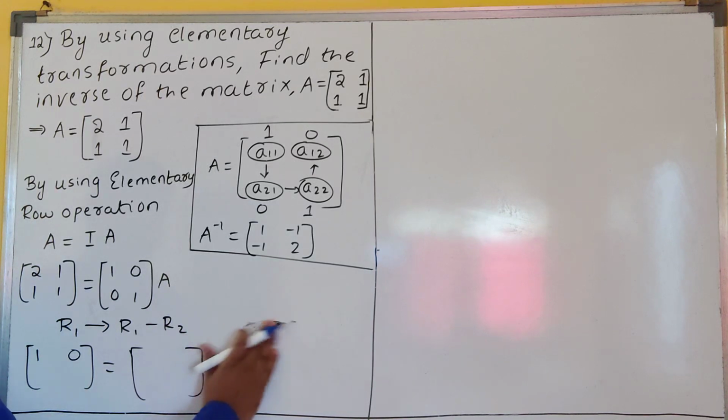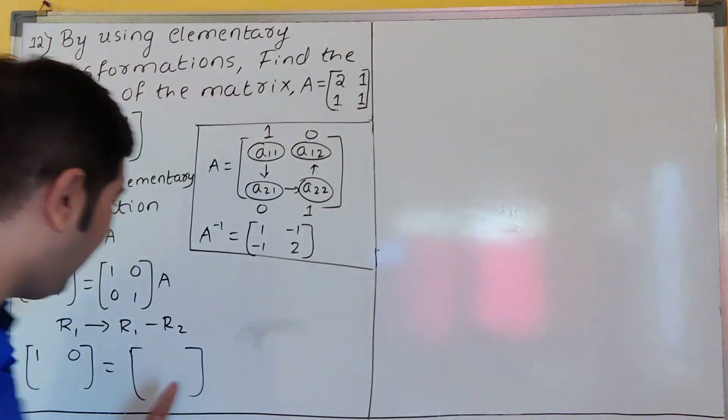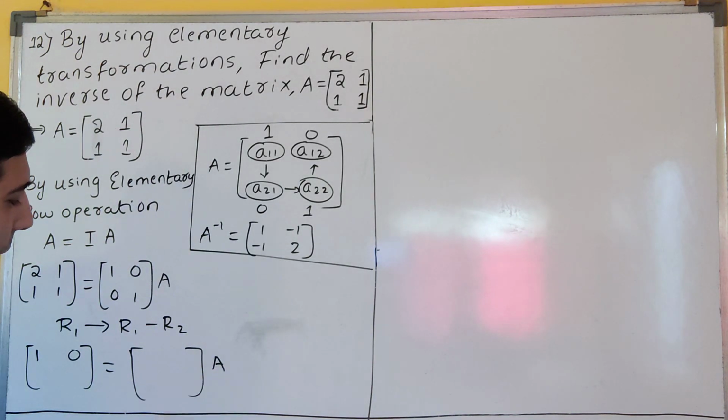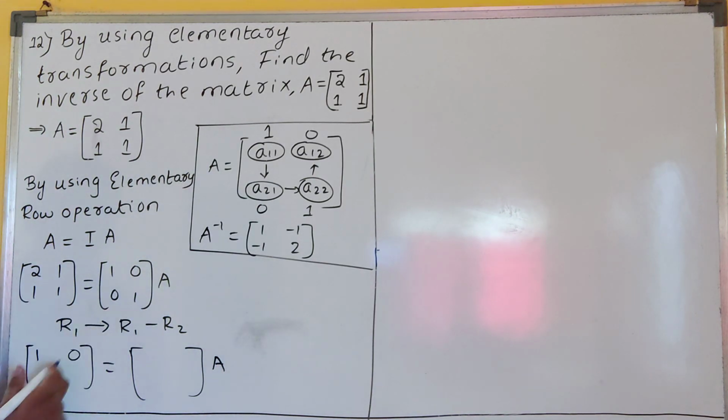So next you see here what you will get. R2 is not changing, no? R2 is not changing means you have to write here. Many of you will not write this A. Don't forget to write here A. So R2 is not changing means you write 1, 1, 0, 1.